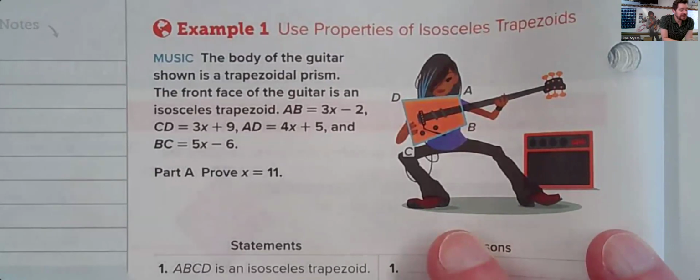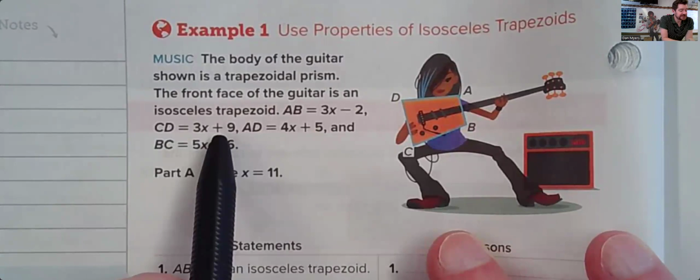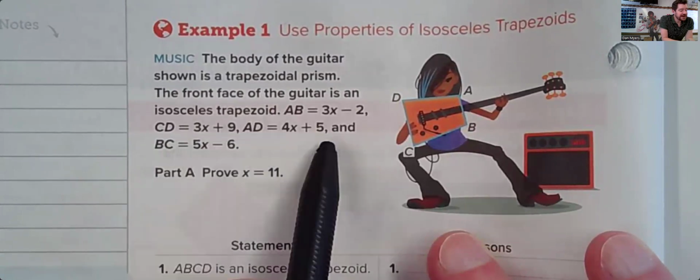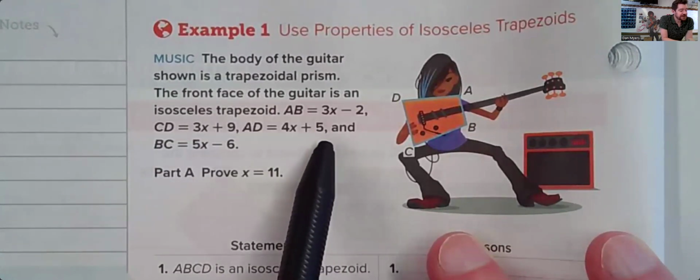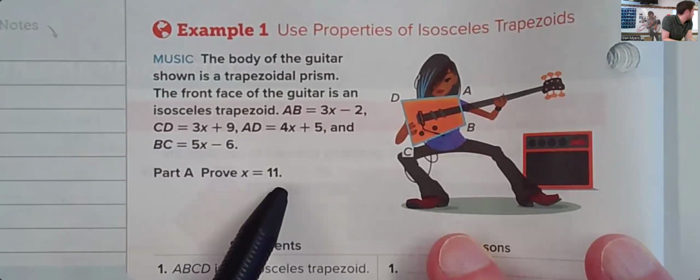Let's see, the length of AB is 3x minus 2. The length of CD is 3x plus 9. The length of AD is 4x plus 5. And the length of BC is 5x minus 6. Prove that x is equal to 11.